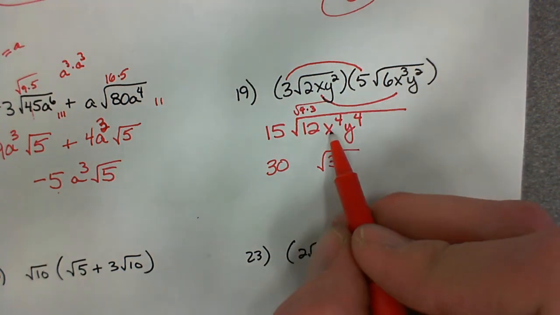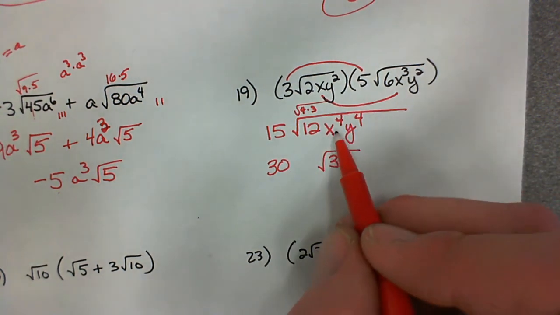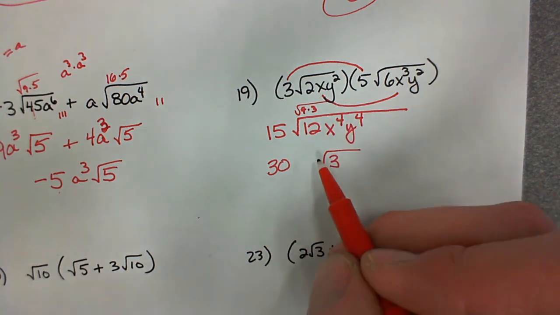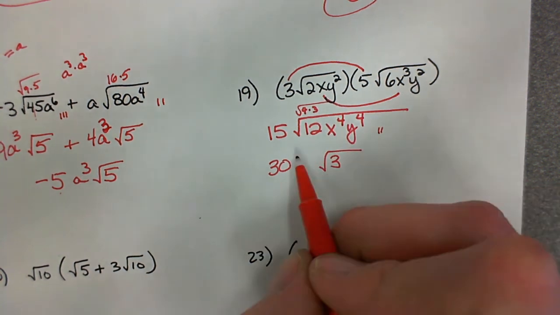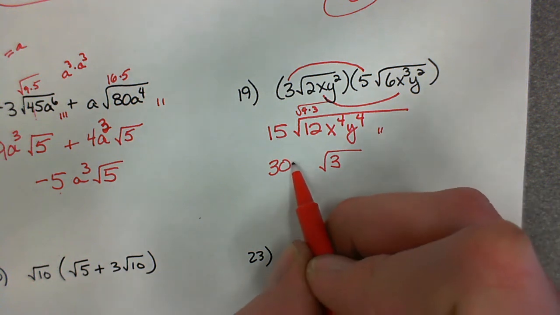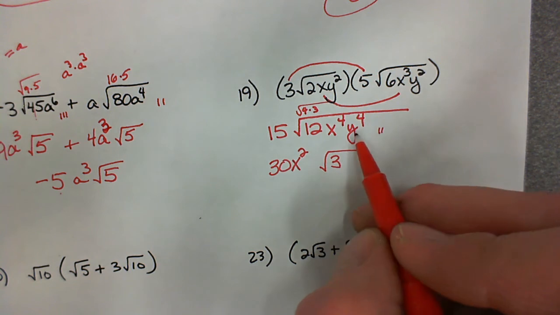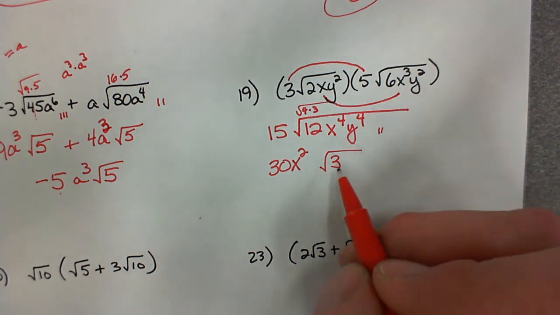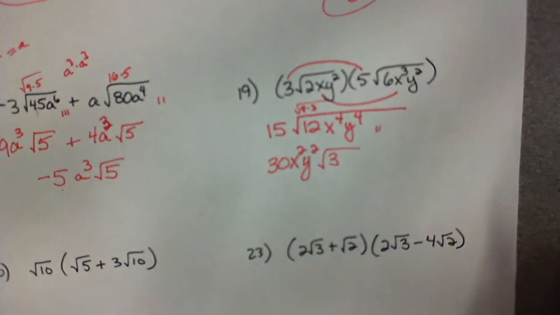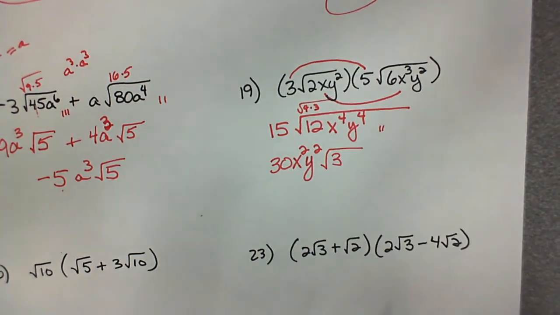Then for the variables, x to the fourth, well, how many sets of 2 x's are there? Or x squareds in there? We've got 2, 4, yep, so there's 2. So this is x squared. There's 2 sets of x squareds. How many y squareds are there? There are 2 of those. Okay. So there's your final simplified answer on 19.